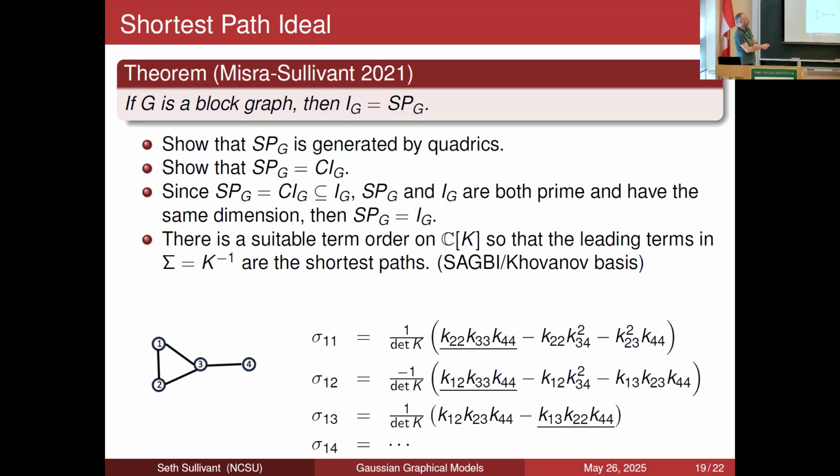One thing that's really interesting here is that we have this non-monomial parameterization, and then there's also this monomial parameterization that gives the same thing. How are they related to each other? Well, actually, the shortest path map is kind of like a toric degeneration of itself. It's weird. There's a term order on the k variables where the leading terms are the shortest paths. So these polynomials are a SAGBI basis for the ring that they generate.